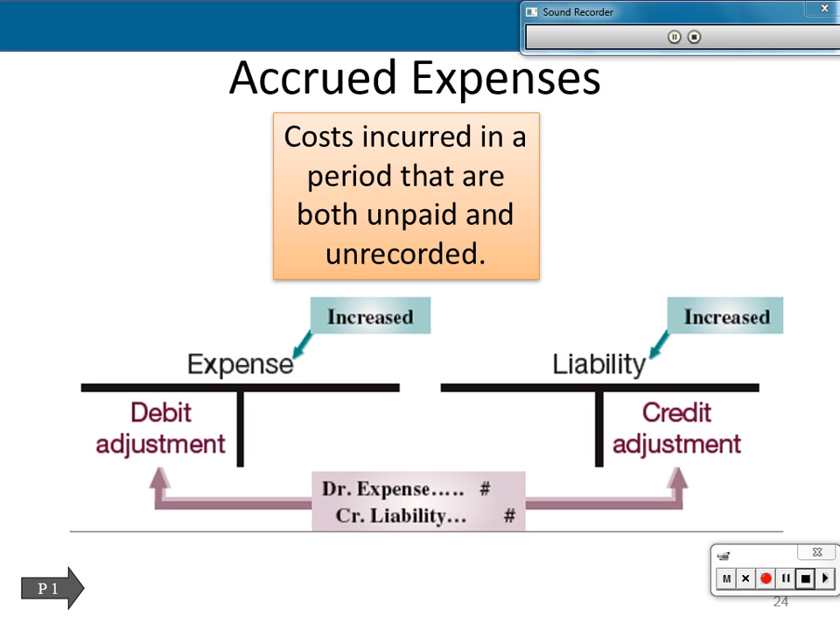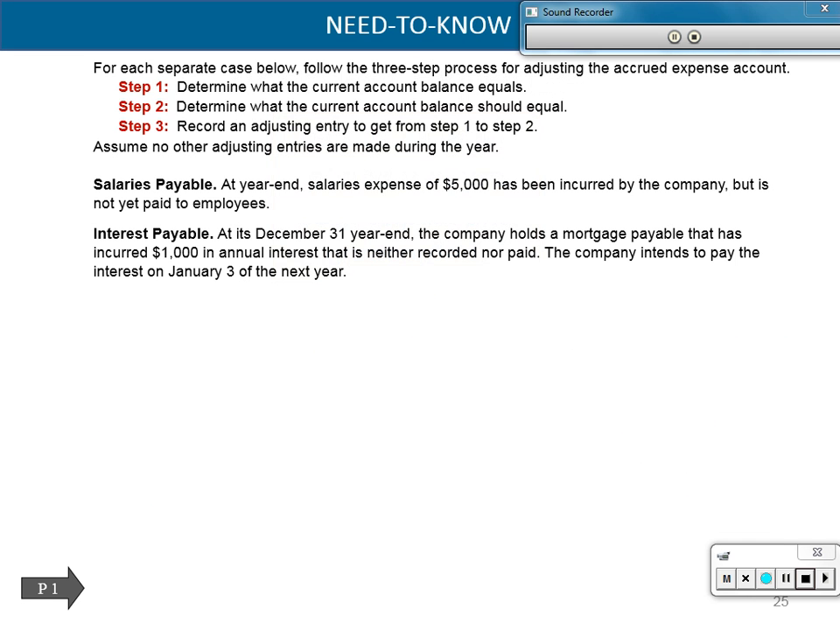Now, accrued. This was the one that you were confused about, right? Because we've been talking about deferred all this time.